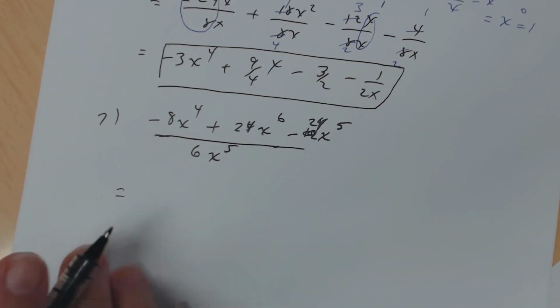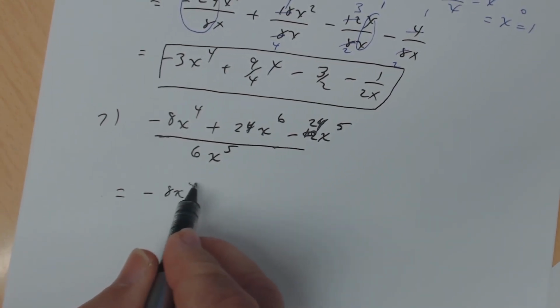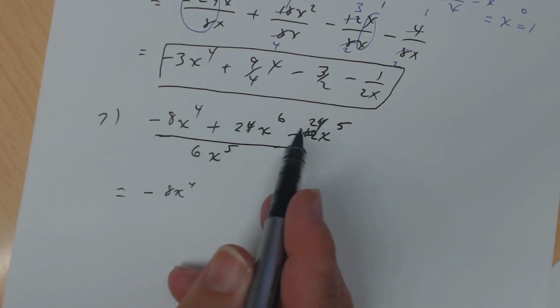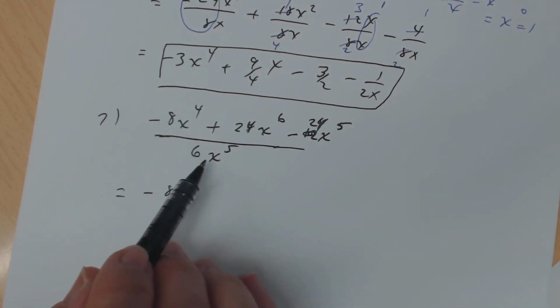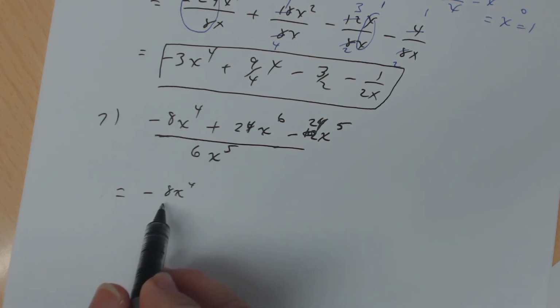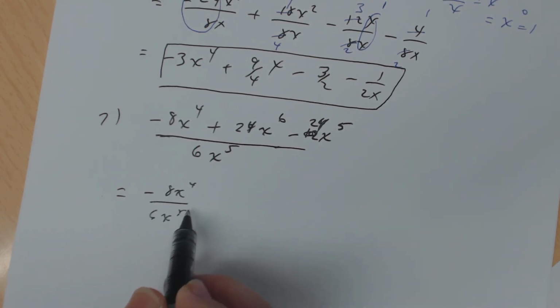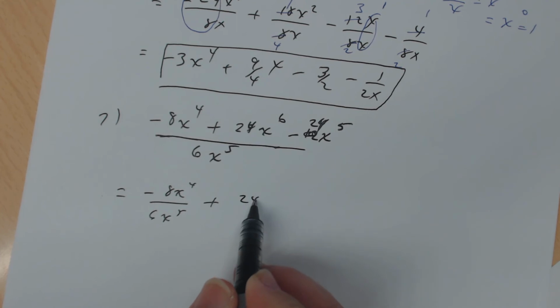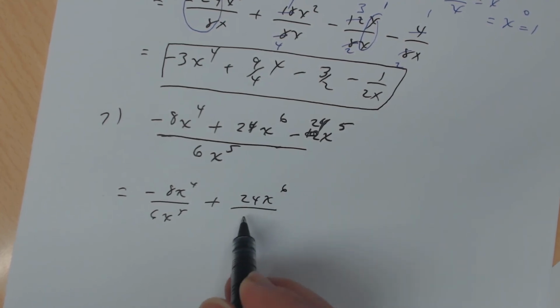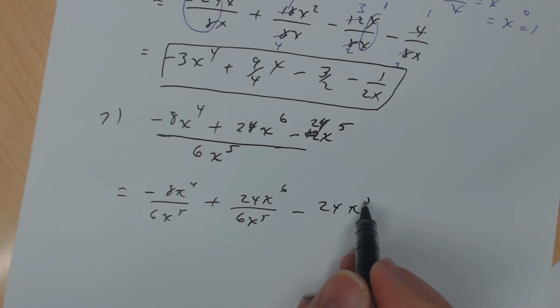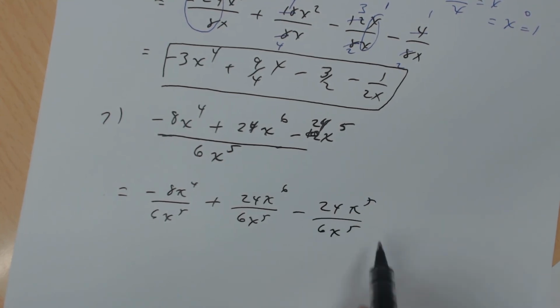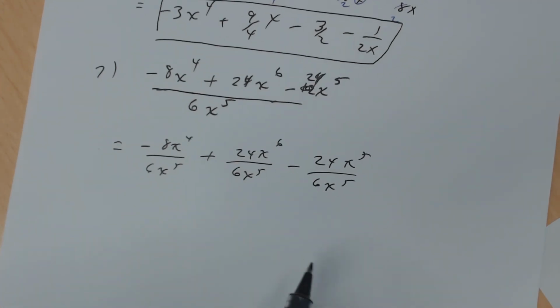So I'm going to say negative 8x to the fourth, so each term in the numerator is divided by the denominator. Now again, you're only doing this because the denominator is a monomial. Divided by 6x to the fifth, plus 24x to the sixth divided by 6x to the fifth, minus 24x to the fifth divided by 6x to the fifth. Okay?